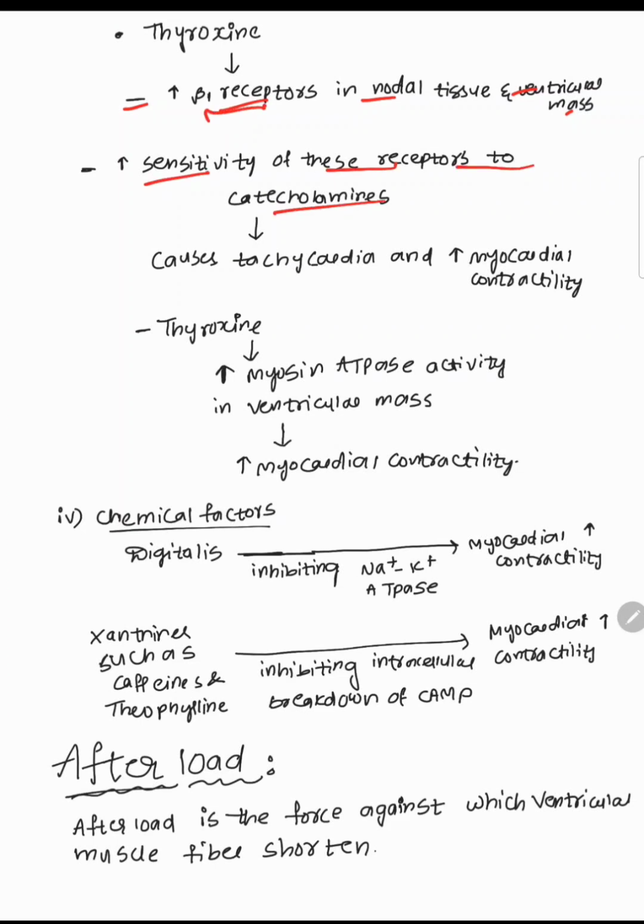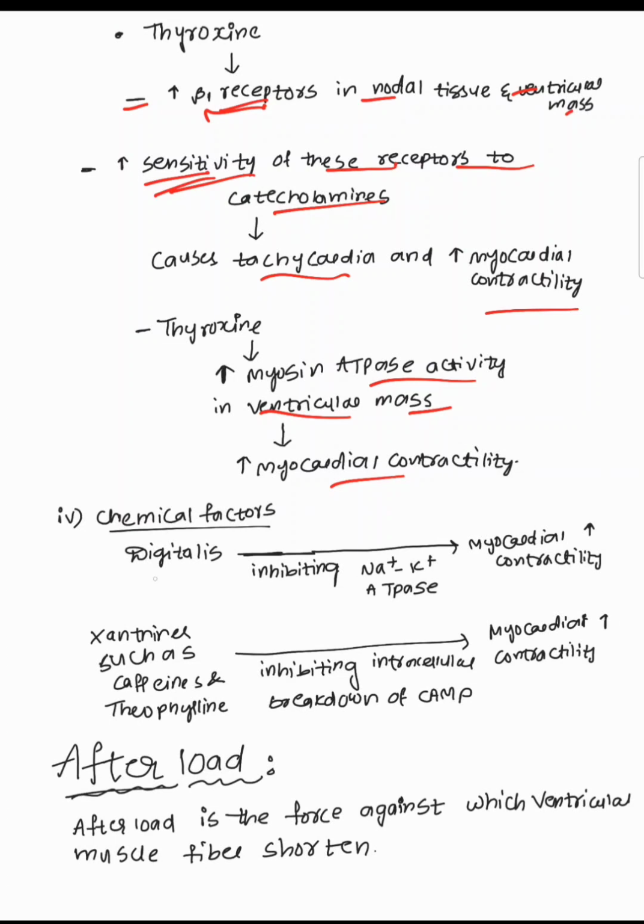It makes these receptors become sensitive to the catecholamines. Means some amount of catecholamines you give, they show greater response because it is increasing the sensitivity. Then it causes tachycardia and increases the myocardial contractility. In another way, by increasing the myosin ATPase activity in ventricular mass, it increases the myocardial contractility. Myocardial contractility increases the cardiac output.